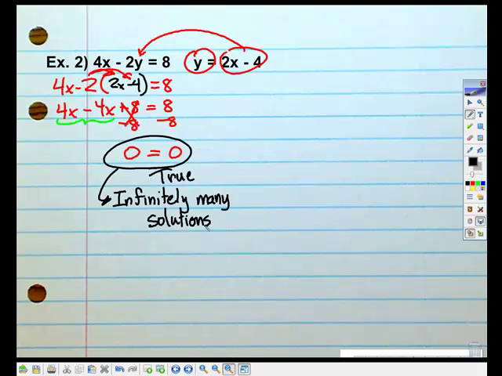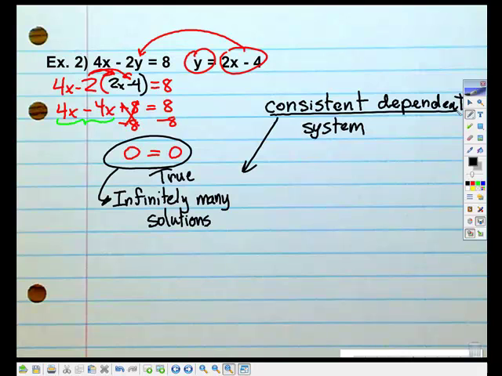And this type of thing is what's called a consistent dependent system. Consistent dependent systems have infinitely many solutions. Now you should have that much copied down with me again. You don't need to copy down the stuff I'm going to do for graphing right now.